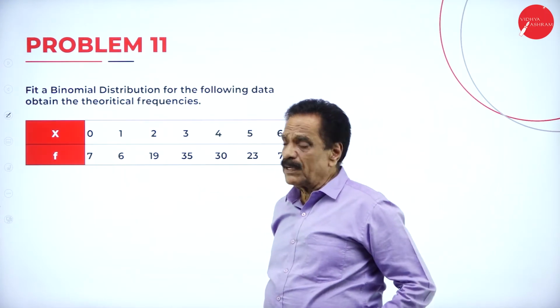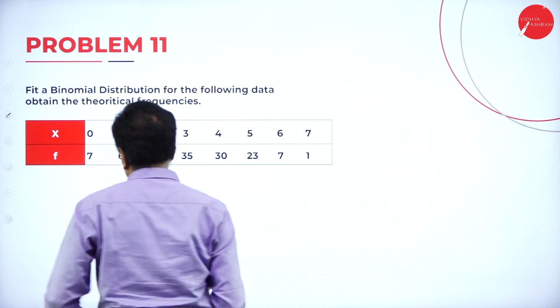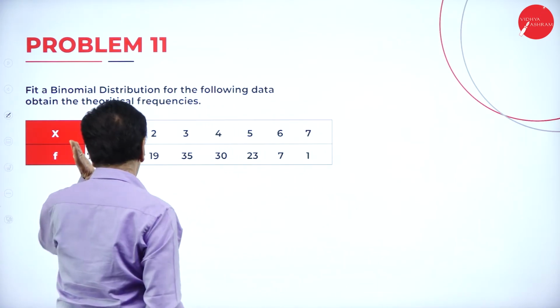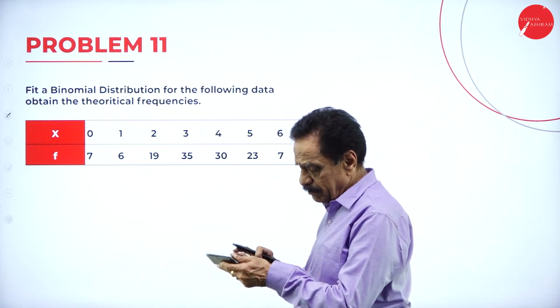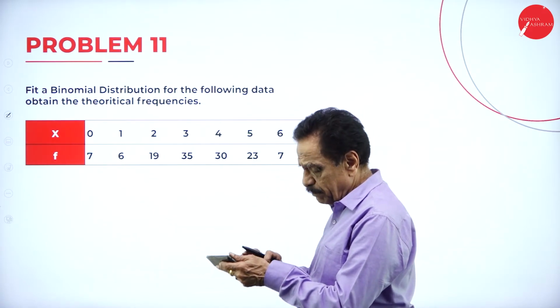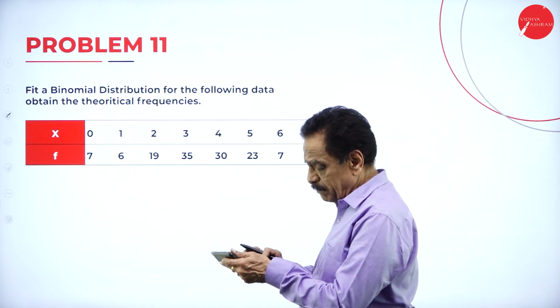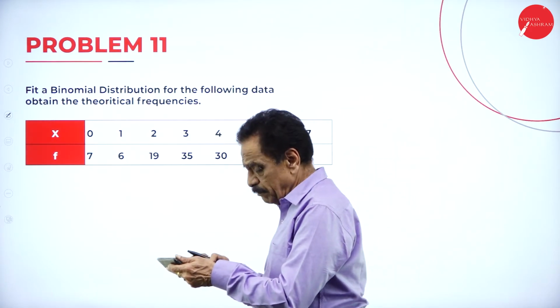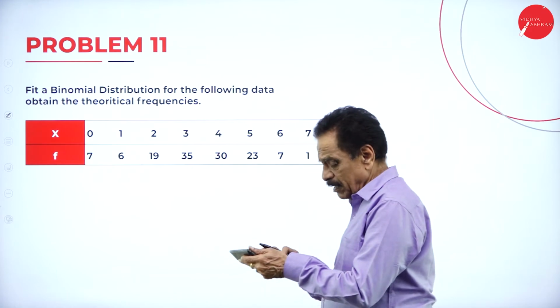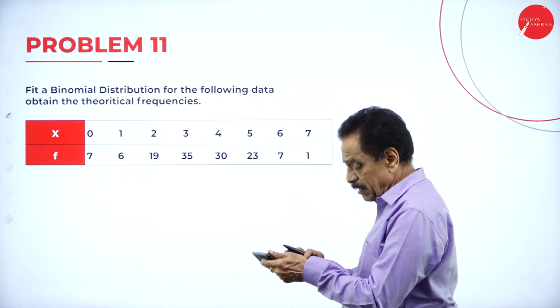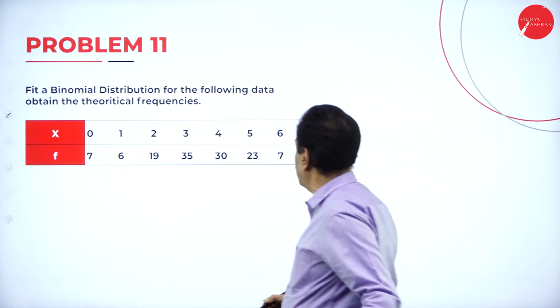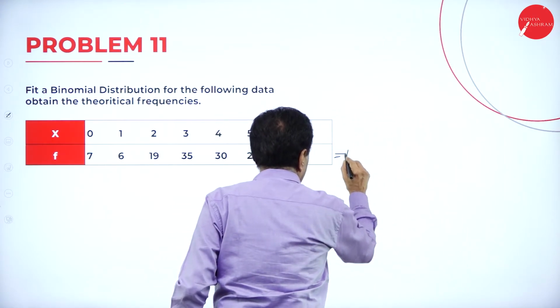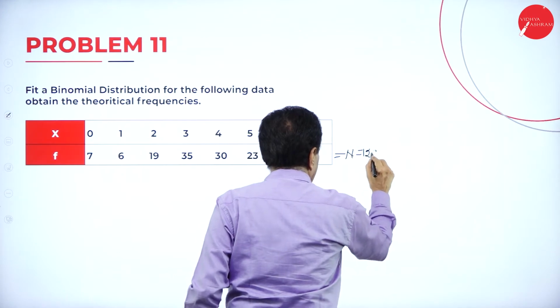Same procedure, but be careful. Seven figures are given with frequencies. First, we add the frequencies: 7 plus 6 plus 19 plus 35 plus 30 plus 23 plus 7 plus 1. It is 128. N is 128.